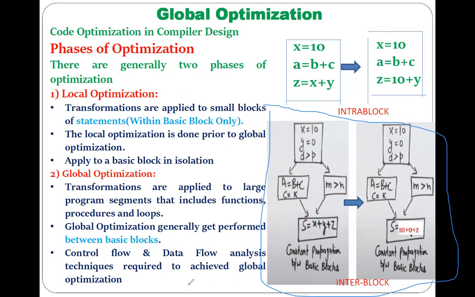Now in order to do this kind of modification, there is a need for two important techniques related to global optimization, which are control flow analysis, and the control flow graph, and data flow analysis. So control flow analysis and data flow analysis are the two important techniques required to perform global optimization. This is a very important point all of you should keep in mind. In order to do this kind of optimization, two important techniques need to be understood. The first one is control flow analysis, and the second is data flow analysis.